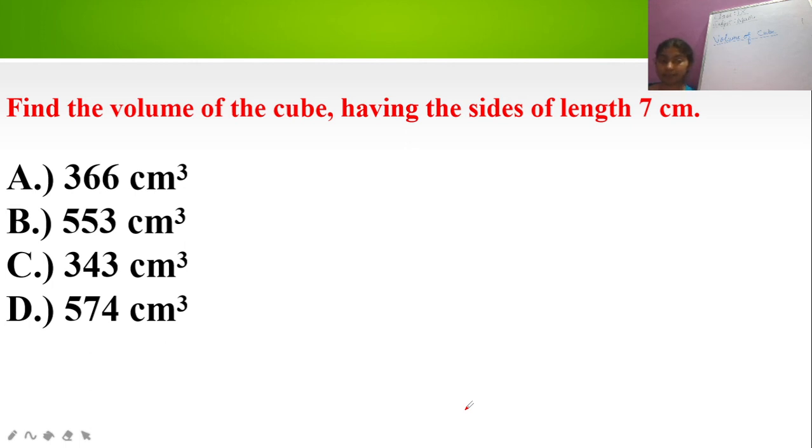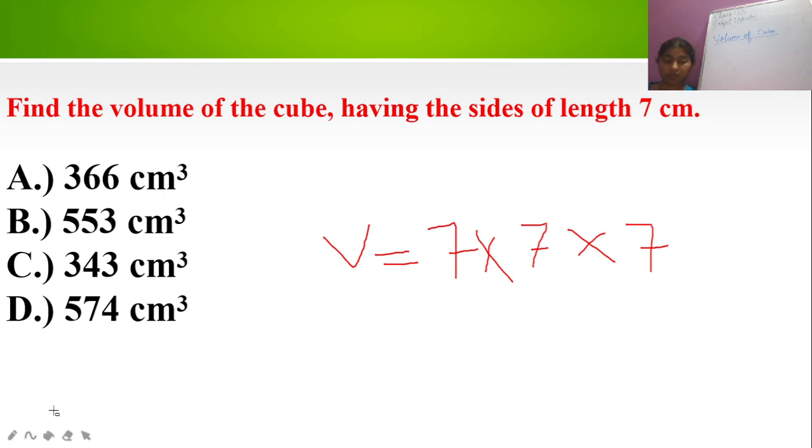Okay, very good. So we know that volume is equal to a cube. So we have a as 7 into 7 into 7, right? So tell me the answer students. Yes, very good. So C is the correct answer, right? So match your answer students. Do you get the same answer or not?